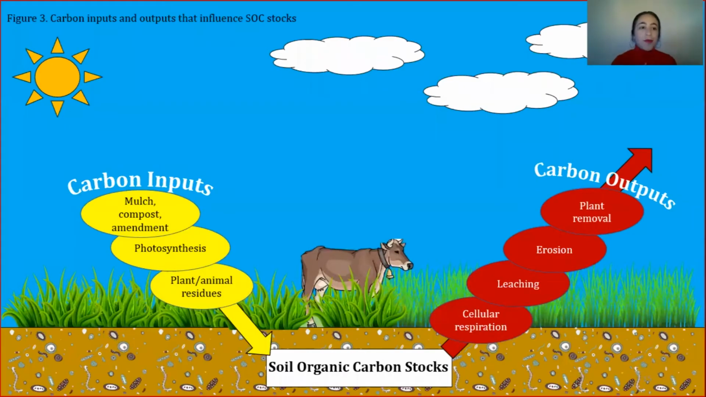Now, in figure 3, we can see visually the different types of carbon inputs and the outputs, which we'll mention also later on. But we have mulch, compost, amendments, photosynthesis, plant and animal residues. Now, these carbon inputs are entering the system, and then they're creating these soil organic carbon stocks or pools or reservoirs. And then the carbon outputs would be cellular respiration, leaching, erosion, and plant removal.